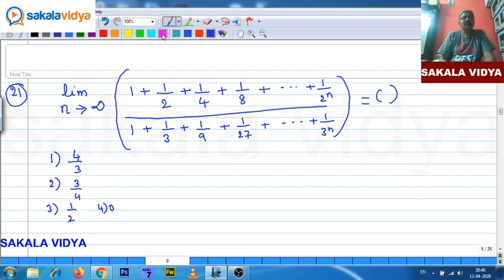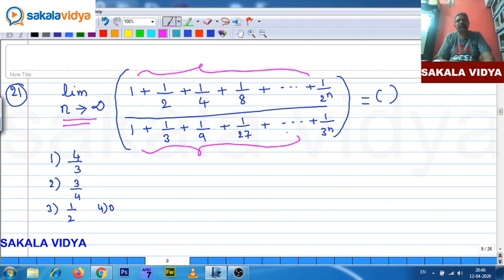So now the limit n tends to infinity, 1 plus 1 by 2 plus 1 by 4 plus 1 by 8 so on 1 by 2 power n. This is nothing but a geometric progression, upon 1 plus 1 by 3 plus 1 by 9 plus 1 by 27 plus so on 1 by 3 power n. This is also a geometric progression. That means as n tends to infinity, we need to find out the sum of the geometric progression up to infinity.